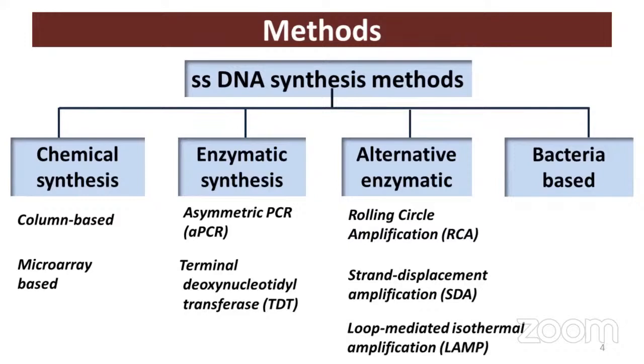Alternative enzymatic methods use isothermal amplification techniques for single-stranded DNA synthesis, which rely on enzyme activity or designed primers to bypass the thermal denaturation of the double-stranded DNA template. Under alternative enzymatic methods, I will be talking about rolling circle amplification, strand displacement amplification, and loop-mediated isothermal amplification. In recent decades, bacteria-based single-stranded DNA synthesis has primarily been used for specific large-scale production of pure single-stranded DNA.